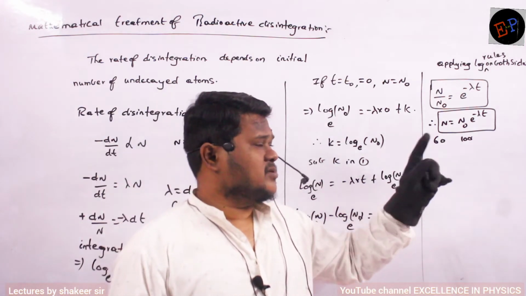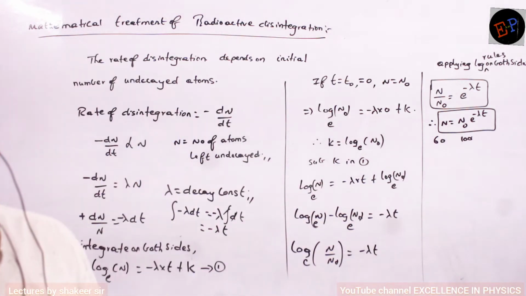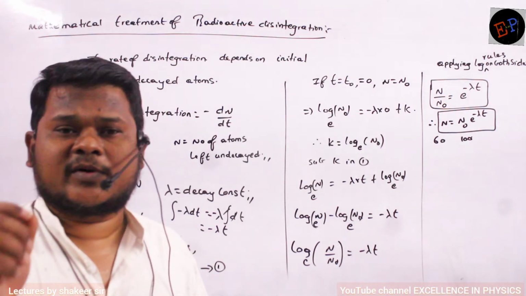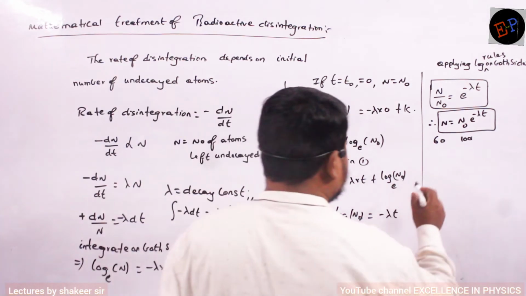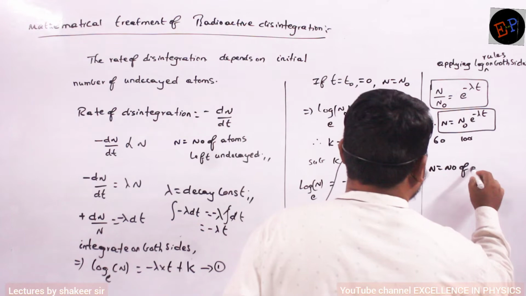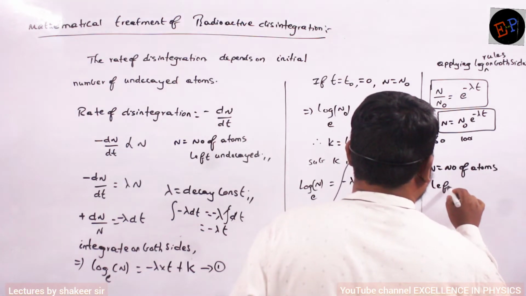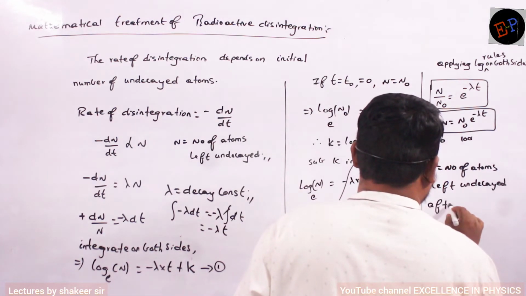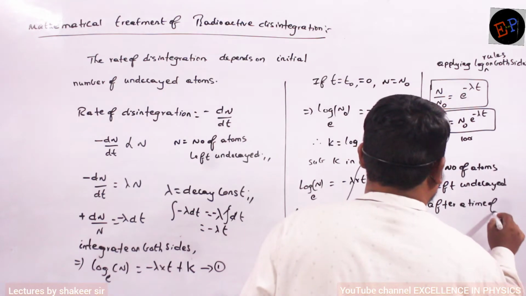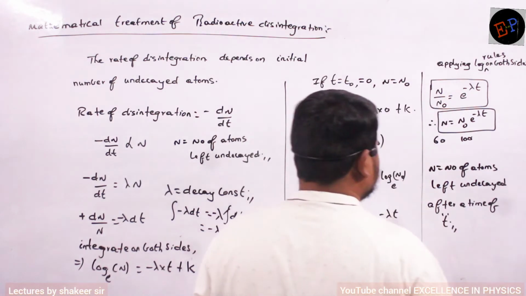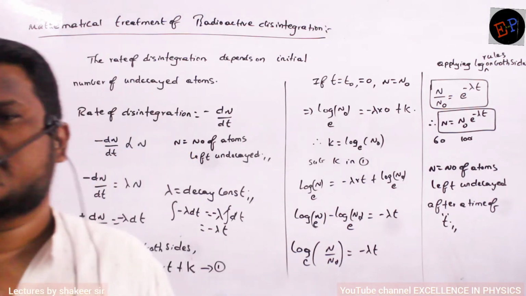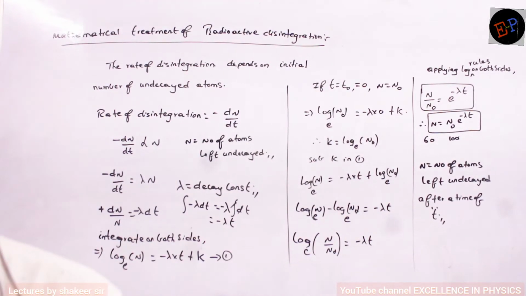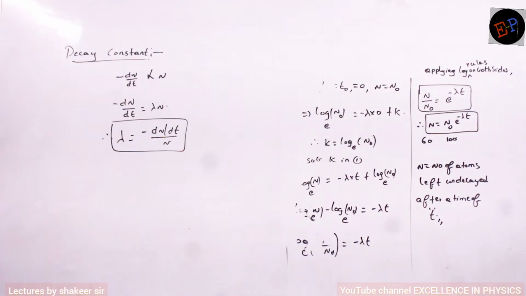Understood, no? So n is equal to n naught e power minus lambda into t. Very important equation to calculate the number of atoms which are left undecayed after a time of t. So what is n here? Number of atoms left undecayed after a time of t. That is called the equation of rate of disintegration. Understood what is happening? Make it out, then it is very easy.